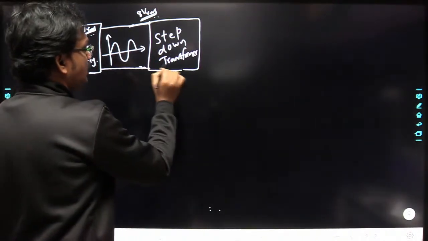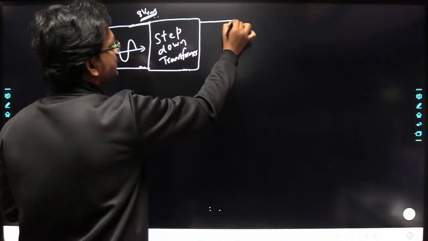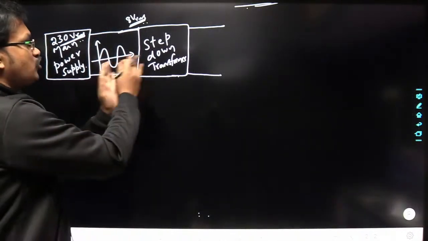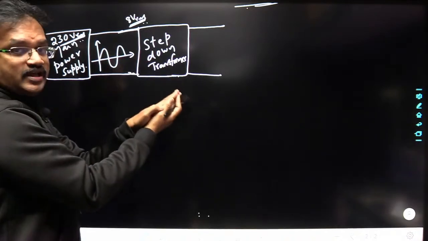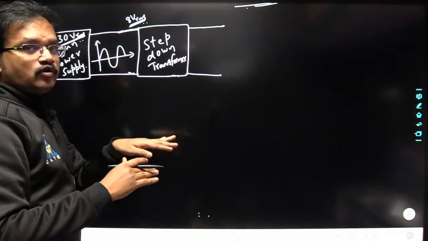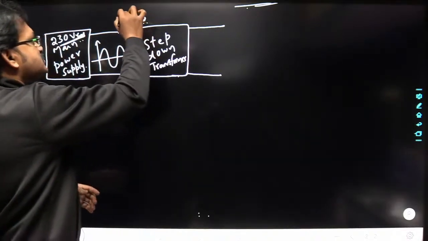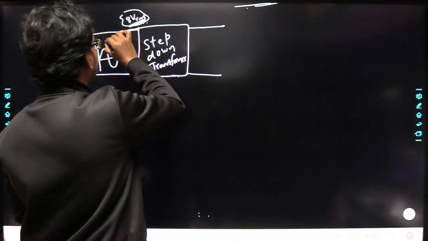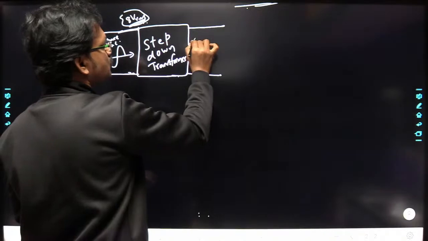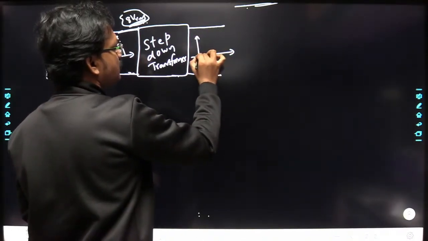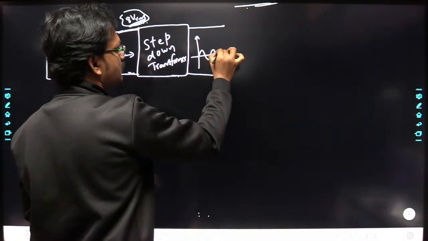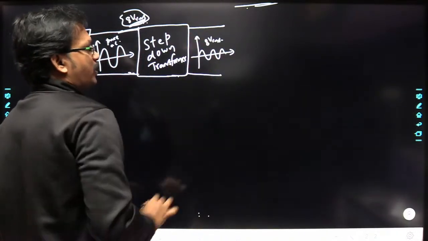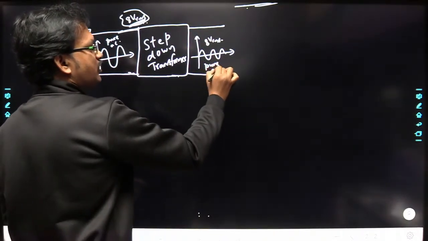Now at the output of this step down transformer, what are you going to get? Still it is going to be a pure AC signal, but its voltage will become 8 volt RMS. I have taken some rough value here. It is not compulsory to be 8 volt RMS, just for example. So this is still pure AC.